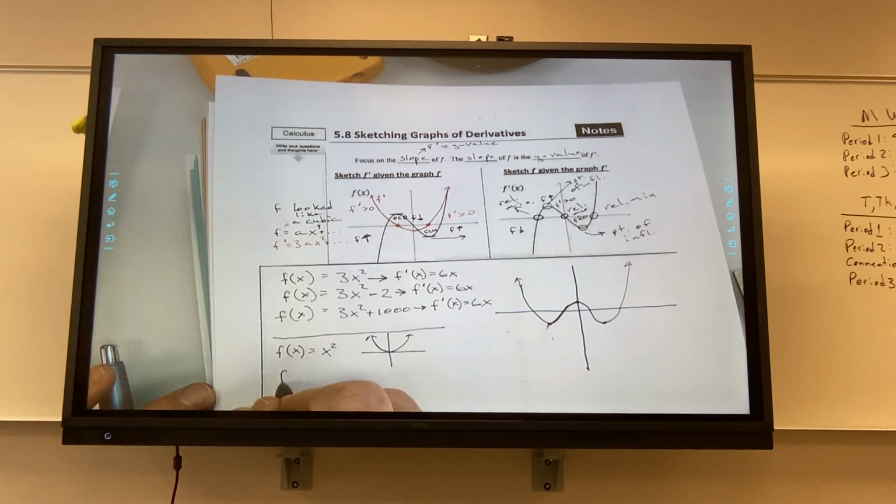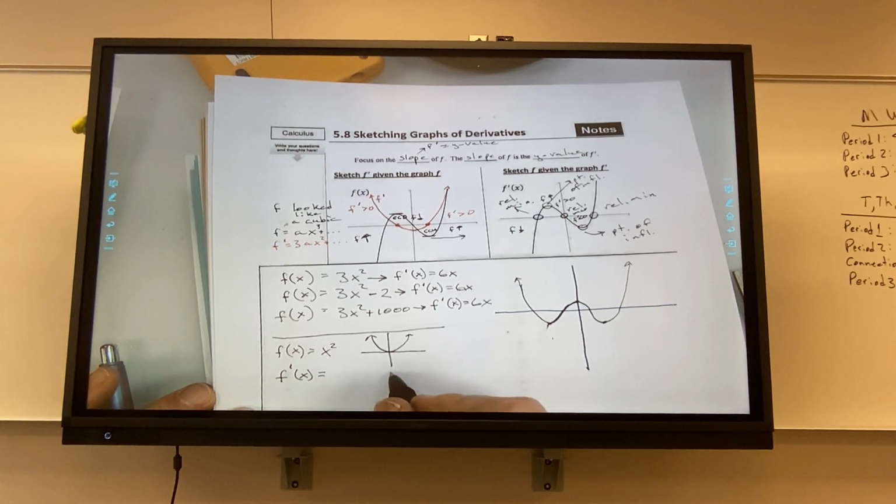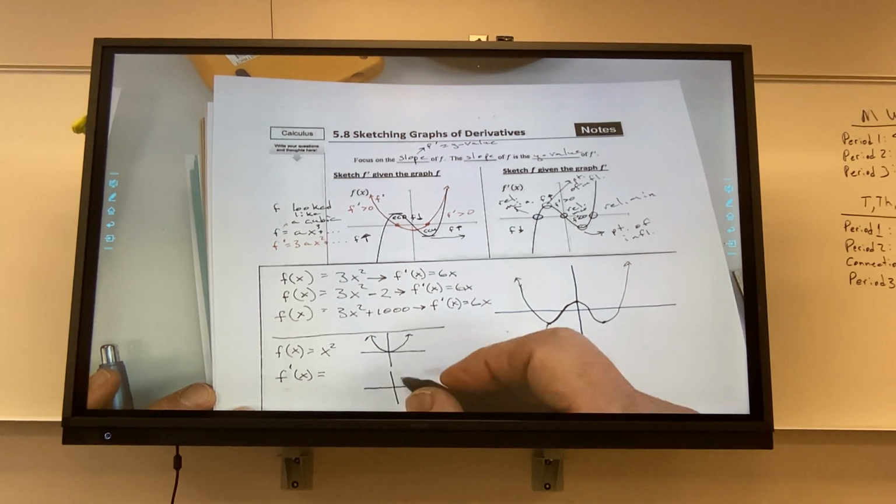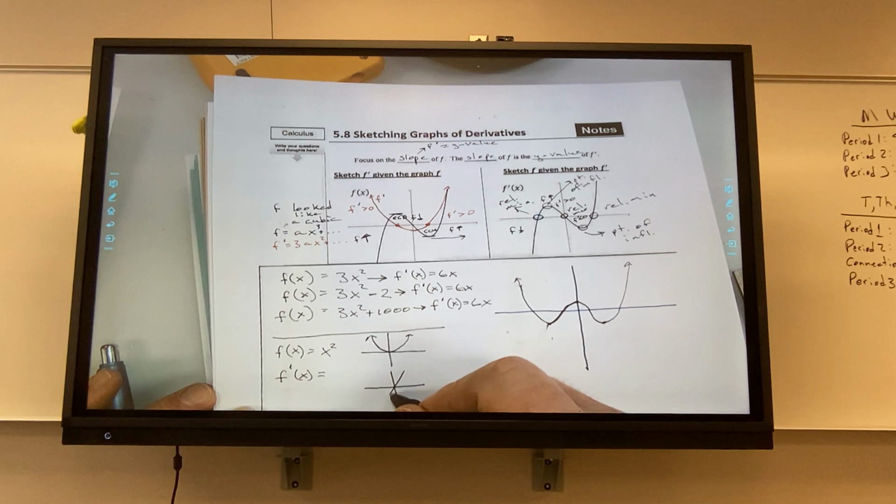Okay, Ben, what is its derivative? 2x. What does that look like? It's linear. Okay, more specific. Passes through the origin. Very good. Anything else? Slope of 2. Which is just more than a slope of 1, right? Slope of 1 cuts those quadrants in half, so it's a little bit more than that. Would you agree with that? Yeah. Okay?